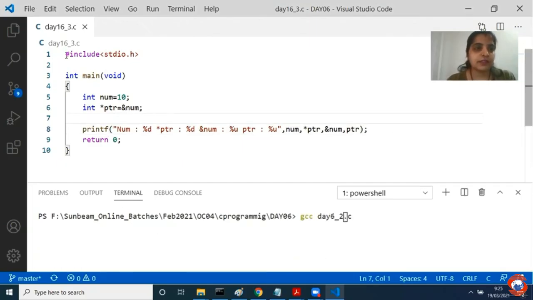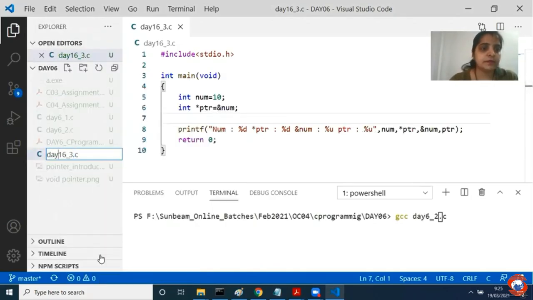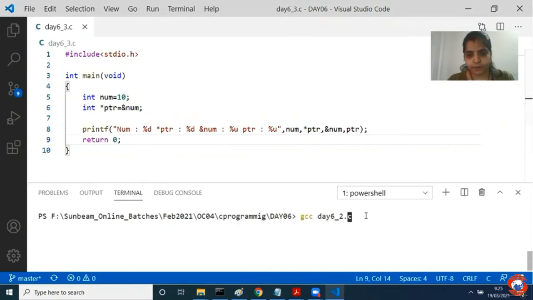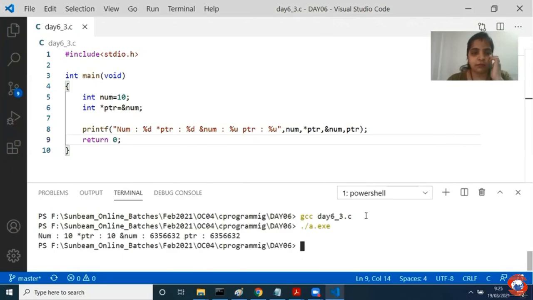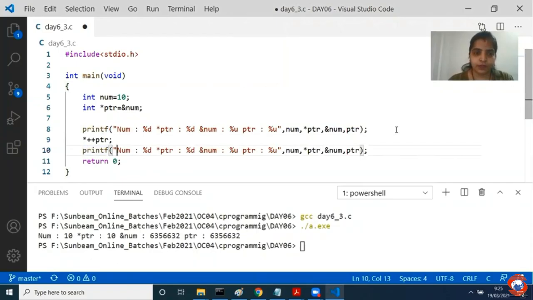Okay, I have created 16. I'll just rename this, it's day 6. I'm sorry. So it's giving me 10, 10, some address, some address. All right, good. Now, I am performing pointer plus plus ptr, and I'll just try to print this value.